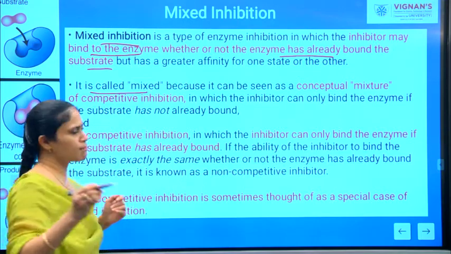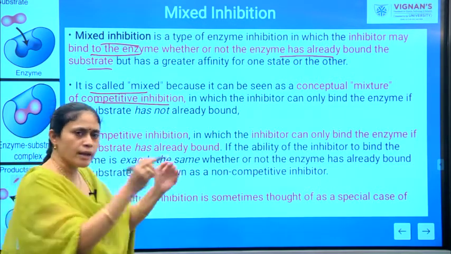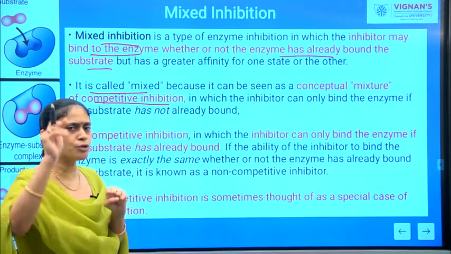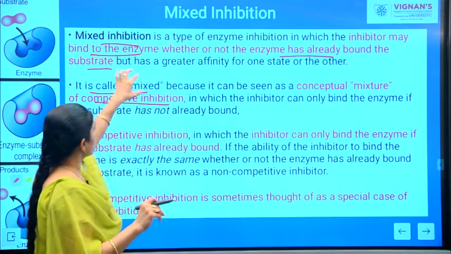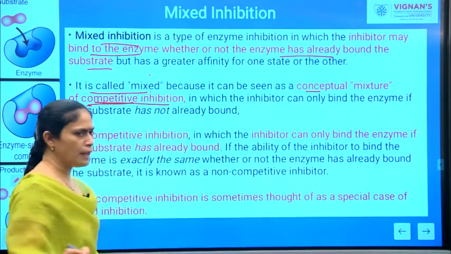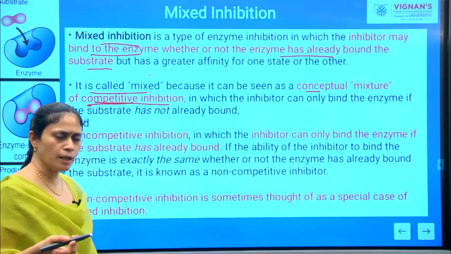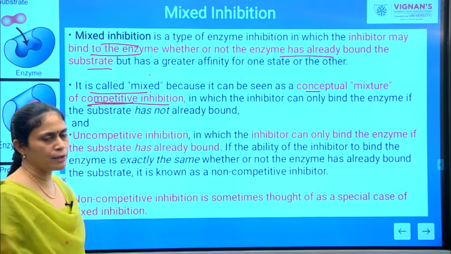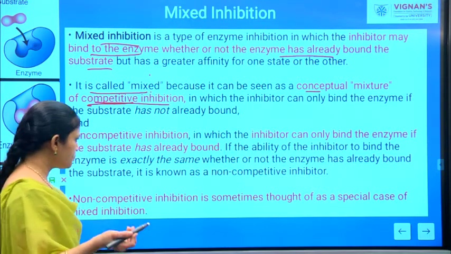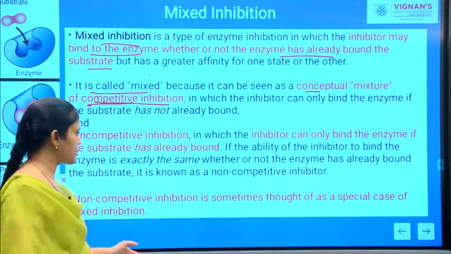It is called mixed inhibition because it is a conceptual mixture of competitive inhibition, where your inhibitor should go and bind to the active site of the enzyme, and uncompetitive inhibition. So, as in competitive inhibition, your inhibitor can bind to the active site of the enzyme, and similar to uncompetitive inhibition, it may bind to the enzyme substrate complex.